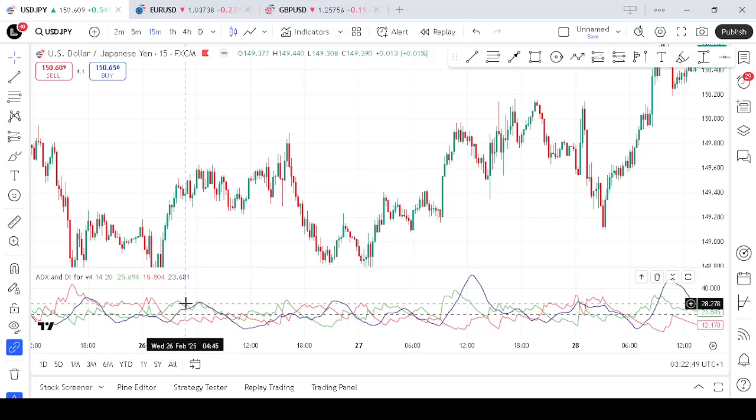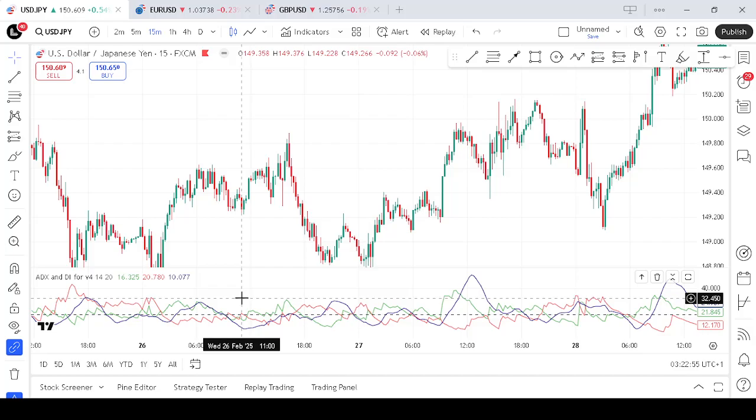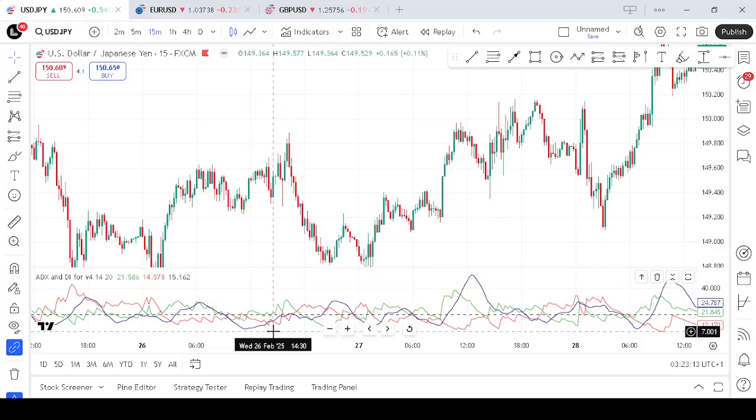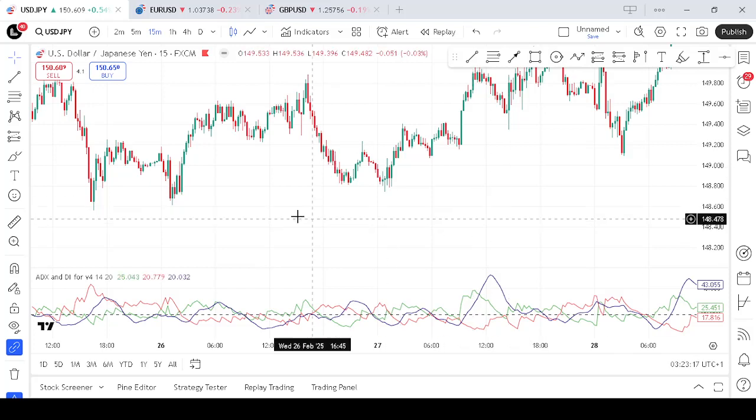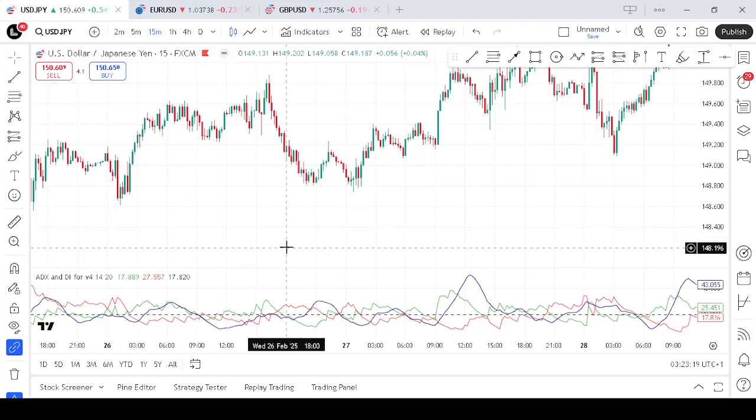The combination of these three lines, the ADX line, the positive DI line and the negative DI line, gives you a complete picture of both trend strength and direction. The key is to wait for a crossover between the positive DI and the negative DI while ensuring that the ADX value confirms the strong trend. Now let's see an example of this.